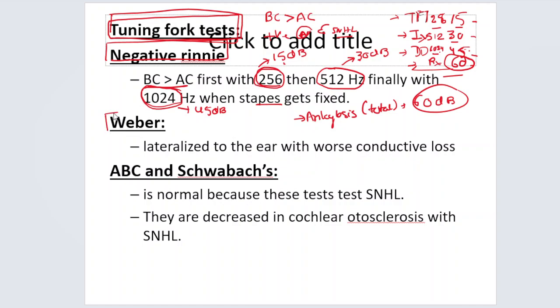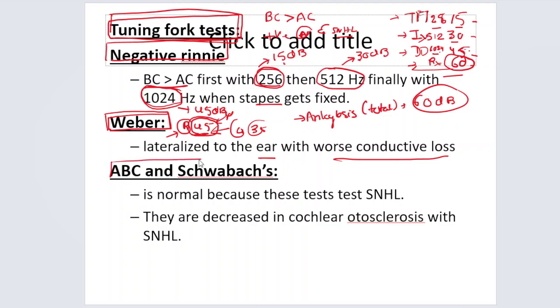Okay, Weber's, you know how to do the Weber's, right? You strike the tuning fork on the elbow or the heel, and then you place it in the midline, and you ask the patient which side he is hearing better. So Weber is lateralized to the ear with worse conductive deafness. For example, if the patient has a right ear hearing loss of 45 decibels and a left ear hearing loss of 35 decibels, Weber is lateralized to the 45 decibel side. That is, this patient has worse hearing loss on the right side. So if you place it in the midline, Weber is lateralized to the right ear.